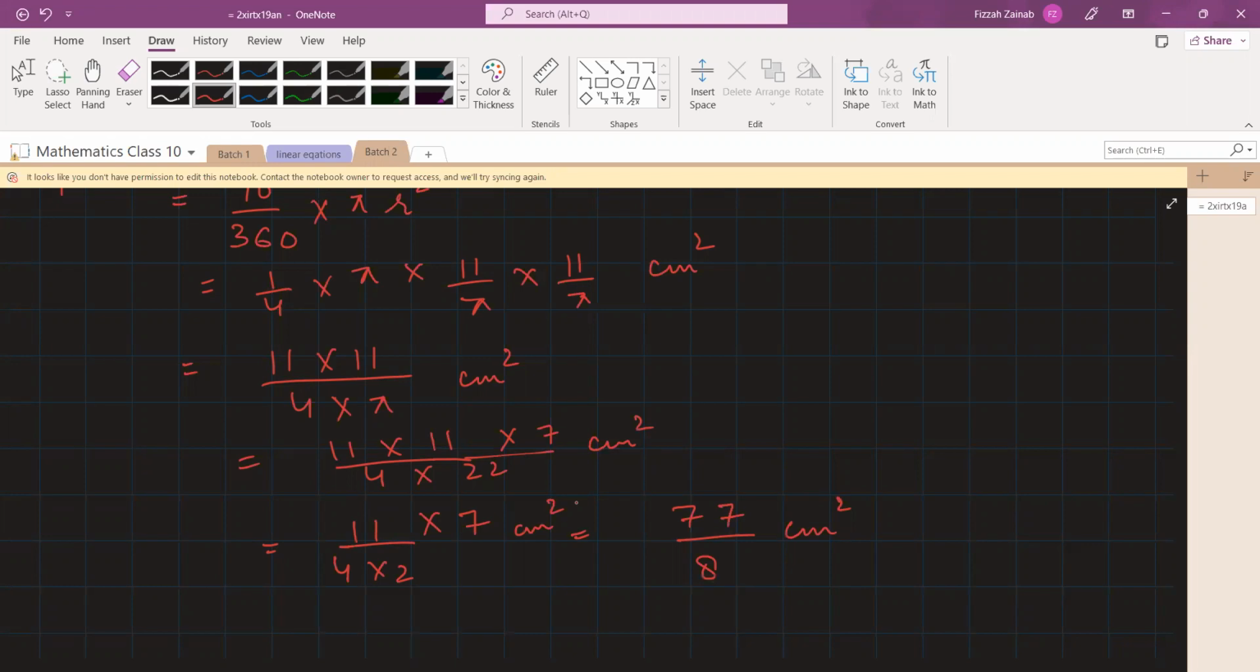So I hope it's understood. Both ways you will get the same, right? If you do 1/4 area of circle, that also will give you the same answer.